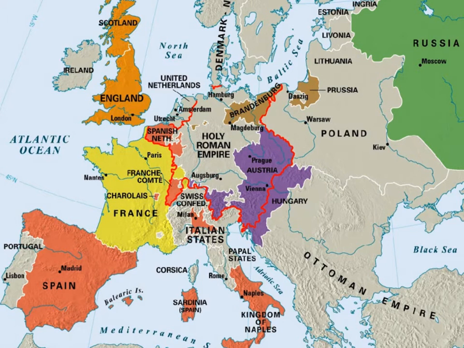So this is a map of Europe during the time period that we're talking about, 1500 to 1800. Just to give you a sense of the countries where absolutism existed: Spain and France, Austria and Prussia and Russia. England and the Netherlands were the only ones really where you had any kind of democracy or representative government.